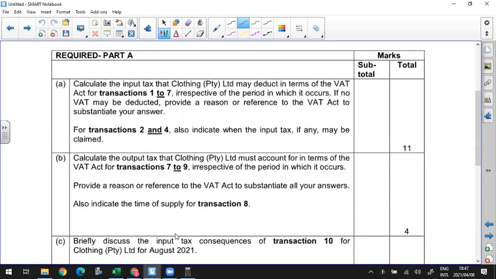In the required, it says part A, calculate the input tax that can be claimed for transactions 1 to 7. And for transactions 2 and 4, also indicate when the input tax, if any, may be claimed. So we need to do timing for 2 and 4. And guys, again, if no VAT may be deducted, provide a reason or reference to the VAT Act. Then part B, calculate the output tax for transactions 7 to 9. Also indicate the time of supply for transaction 8.